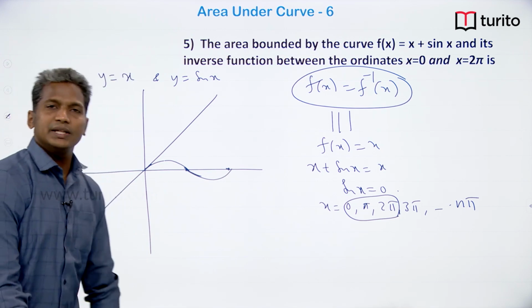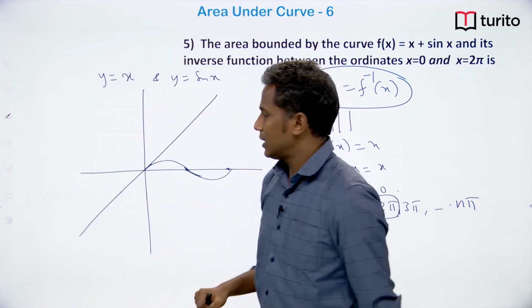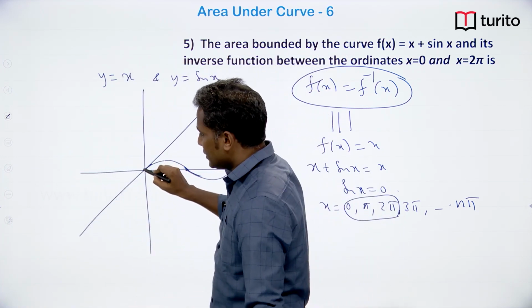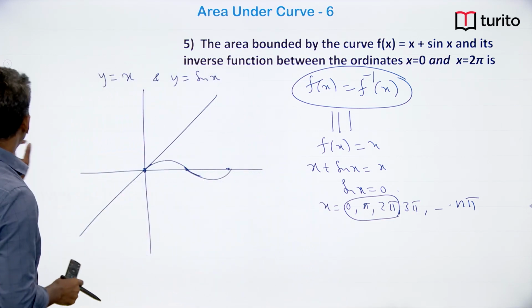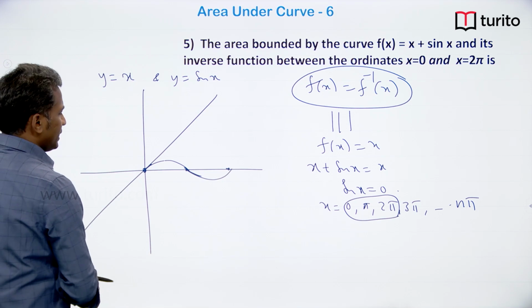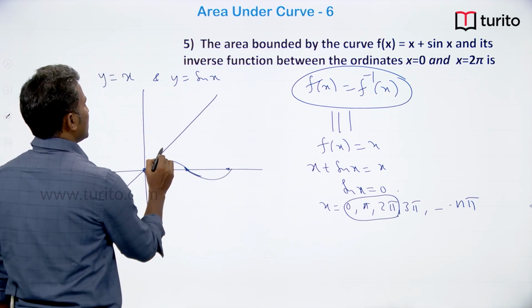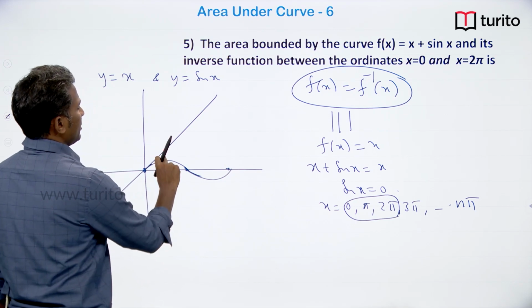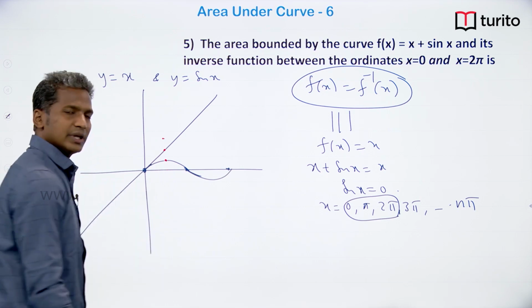Now when we add these two functions, what happens? Basically heights get added. So that means at 0 both curves have 0 height, so the point is at 0 only. Now at pi by 2, one value is 1, the other is pi by 2, so the net result will be this much height incremented here, so the resulting point will come here.